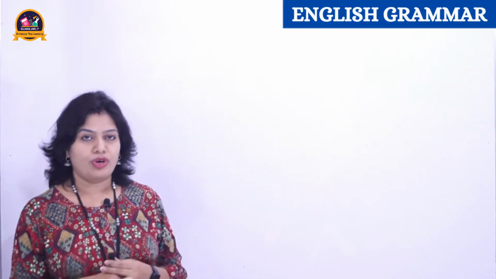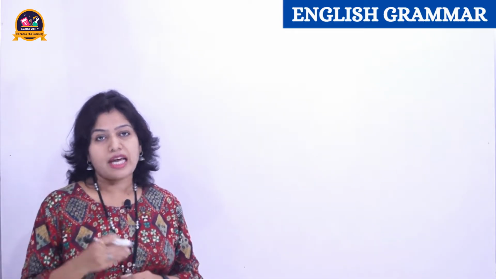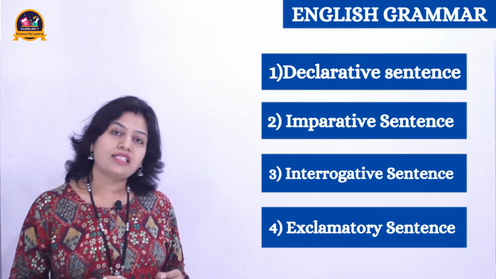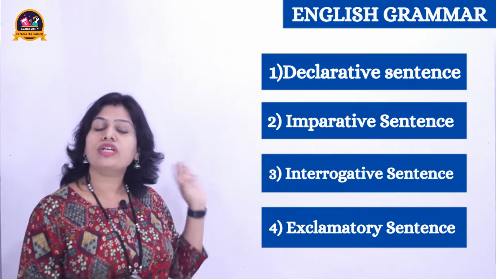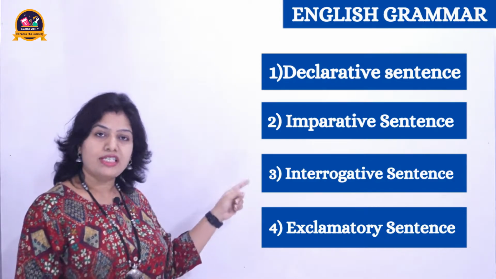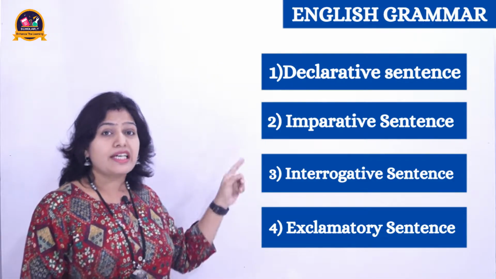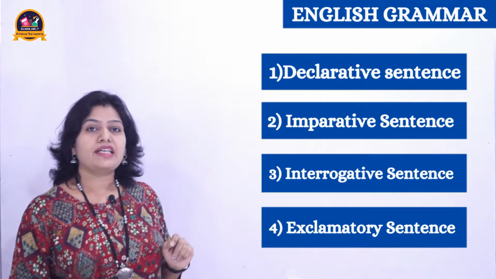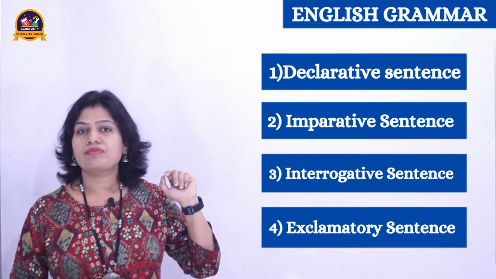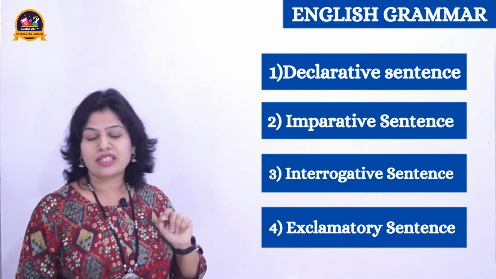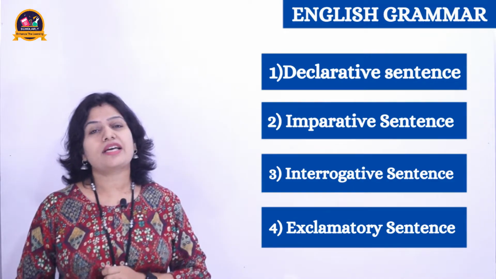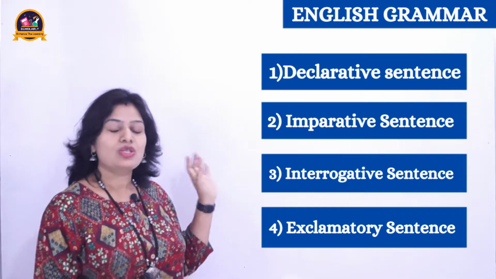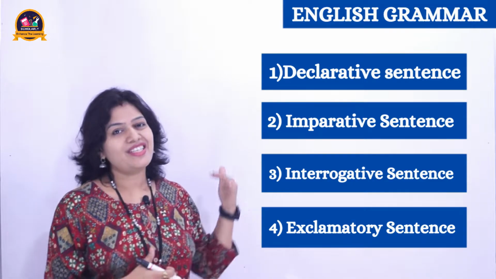So first of all, what are the main types according to the functional category? The sentences are classified in four main types according to the function. The first one is a declarative sentence, that is we also call it a statement. Second is imperative sentence. Third one is interrogative sentence, and the fourth last type is an exclamatory sentence. So let's learn in detail about each type.